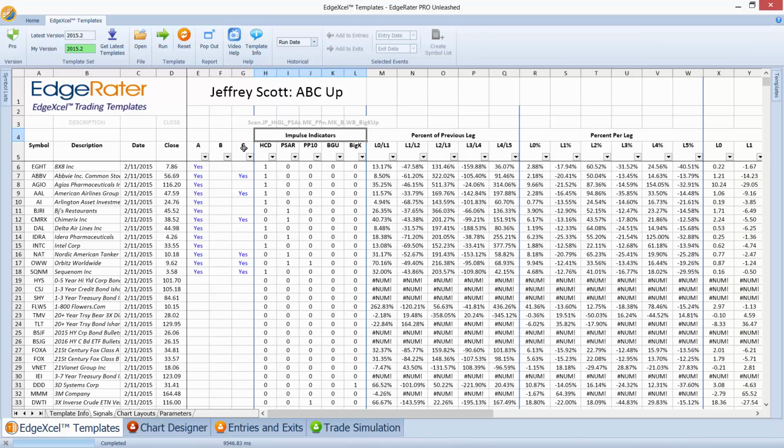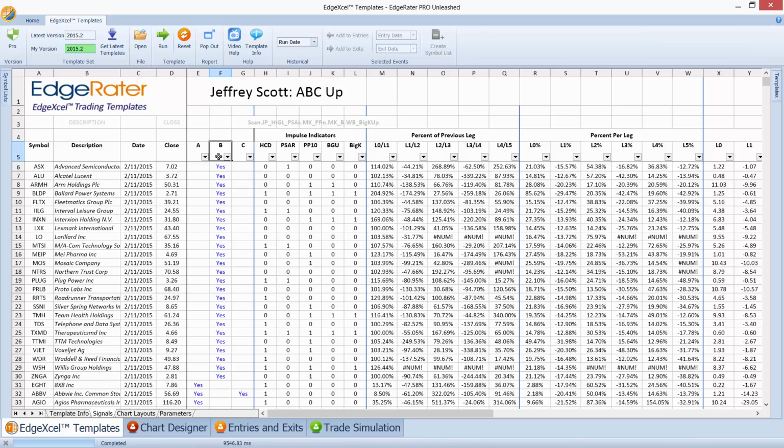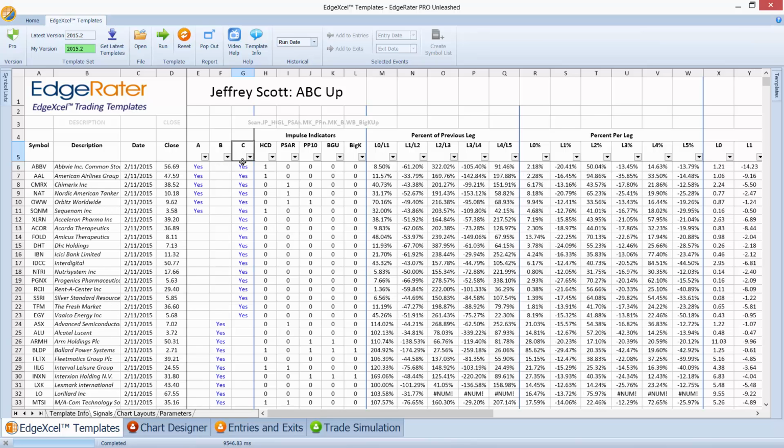So I ran this template just now on about 2,800 stocks, and we only have a handful that currently are at point A. You can see those all have yeses in the A column. If I sort by the B column, remember these are the stocks that are now crossing above the previous highest high, and they crossed above today. These are all the yeses for that event. And then the C column, which is pulling back to a previous peak, these are all of the stocks that are doing that.